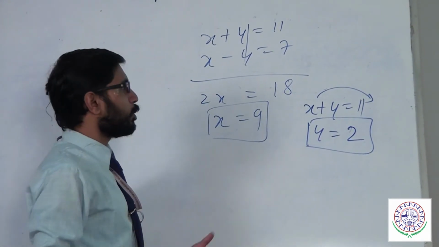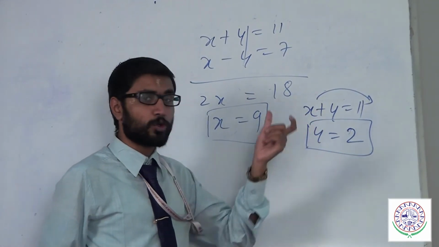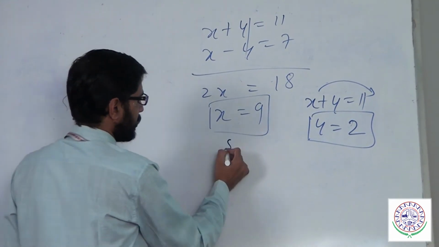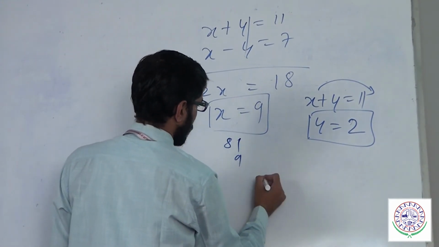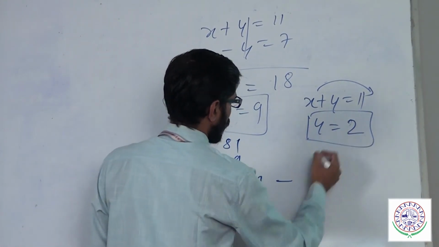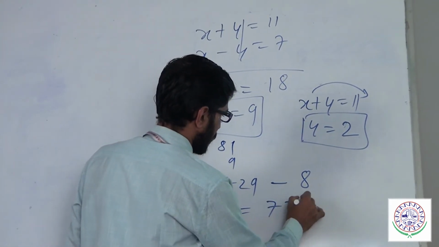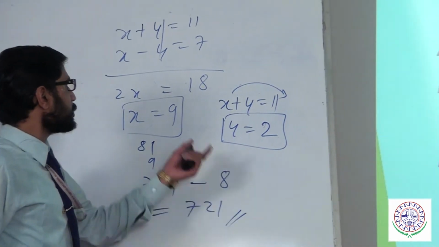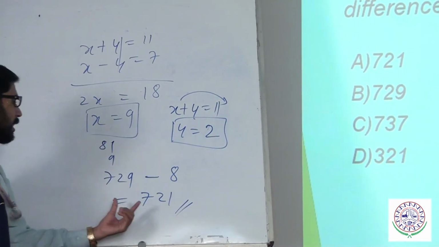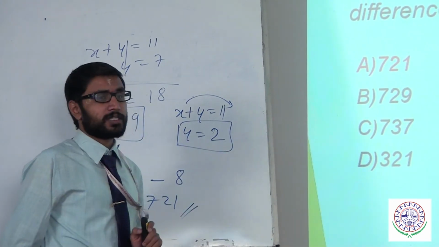Now after getting the values of x and y, what you have to do is find their cubes and then take the difference. So 9 cube you need to find. 9 square is 81. Okay, 81 into 9, so 9 ones are 9, 9 8s are 72, so 729, and minus 2 cube. 2 cube is 8. So the difference will be 721. Very simple question. You just need to take two equations, get the values of x and y, and arrive at the answer. So the answer for this question is option A, that is 721.